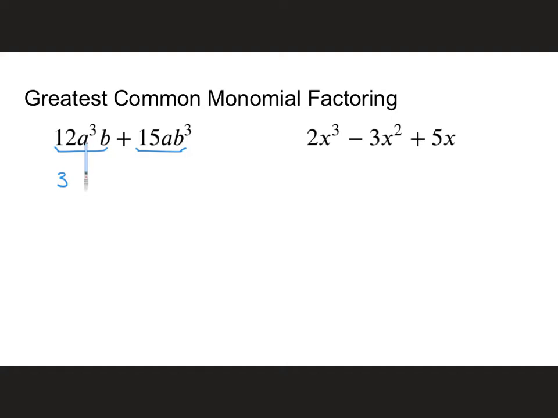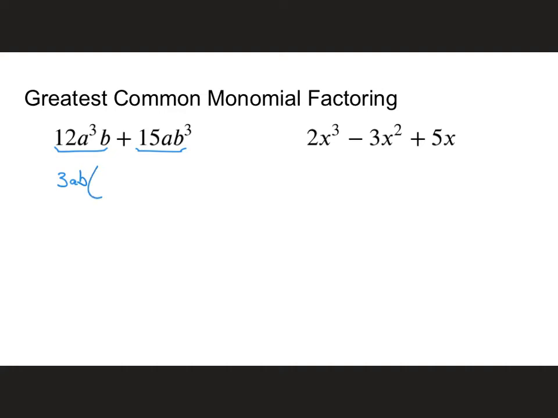Next, I look at the A's. A to the second and A. What's the biggest amount of A's that I can divide out of both of those? And of course, that is in fact just 1A. And now I look at the B's. What is the biggest amount of B's that I can divide into both of these terms? And of course, that is just 1B.